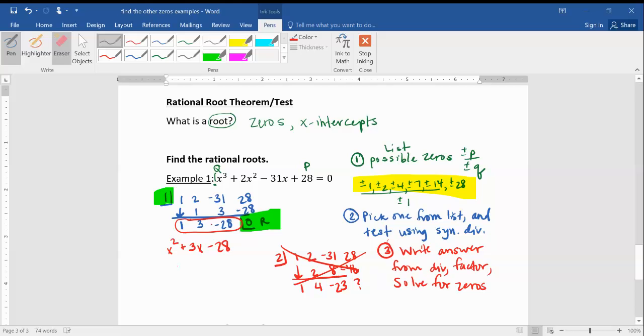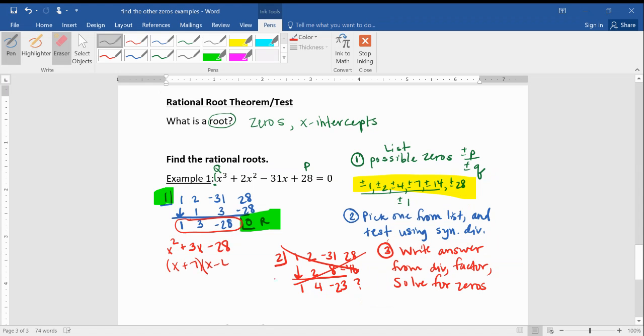You can factor this into x plus 7 and x minus 4. So the factors of 28 that give you a 3 are those, right? Now, if I set those equal to 0, we're going to get negative 7 here and a positive 4 there. So the first 0 I found, and then the other 2 I found by factoring and setting that equal to 0, those are the zeros, right? So the answer for this problem will be 1, negative 7, and 4.